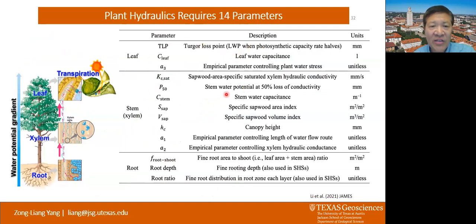But if you look at this in detail, some of the parameters like rooting depths are already incorporated in the previous version of the model without considering plant hydraulics.